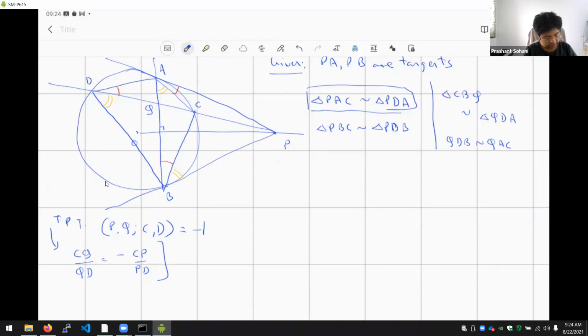CQ upon QD, there is another way in which we can rewrite these ratios, which is using that property from earlier. Basically, in triangle ACD, you see that CQ upon QD can be written as the ratio of the sines of the opposite angles. So in triangle ACD, what can we write? What is CQ upon QD equal to?